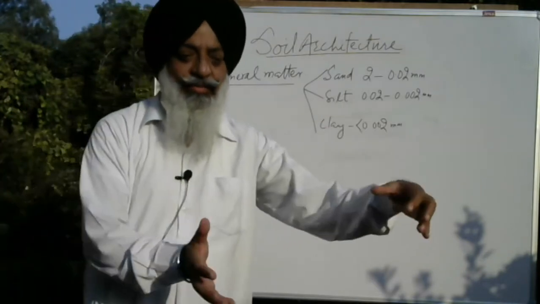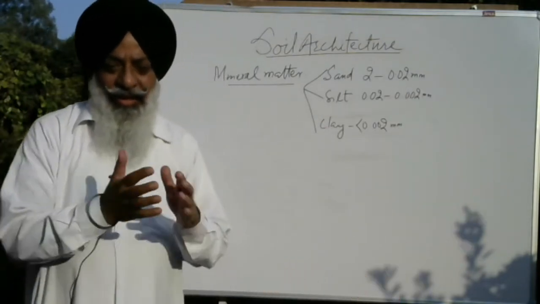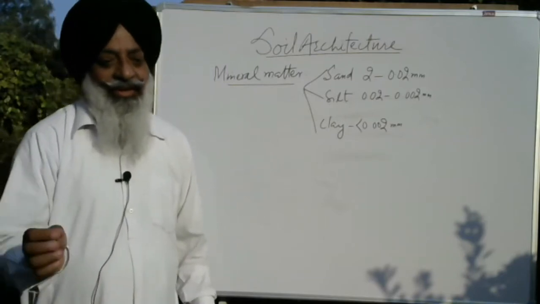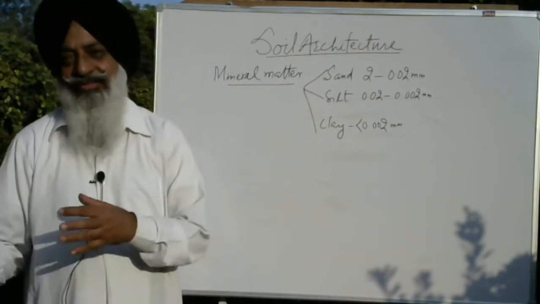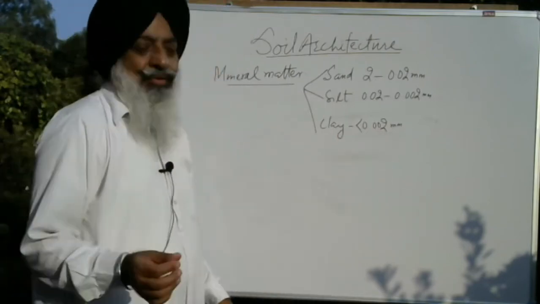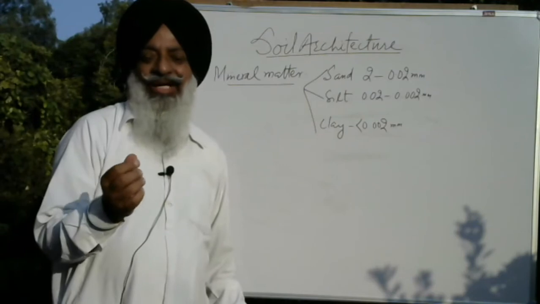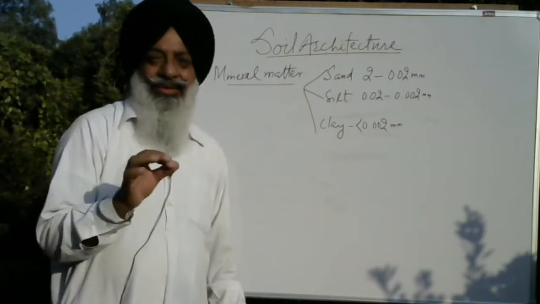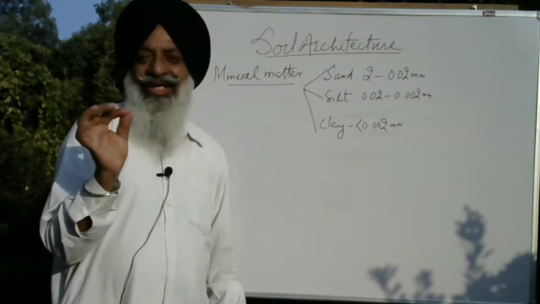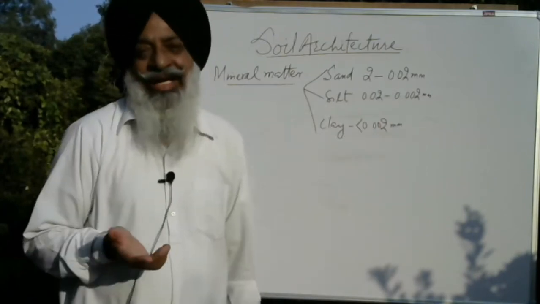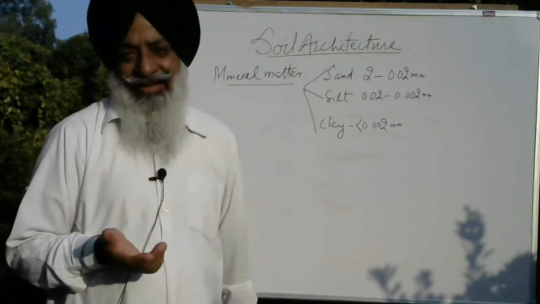sand particles, silt particles and clay particles, and then your eyes are closed. You are asked to identify in which pot you have sand, in which pot you have silt, in which pot you have clay. So you will first of all start feeling these particles with your thumb and forefinger. If the particles feel gritty between thumb and forefinger, you can immediately say that these are sand particles.